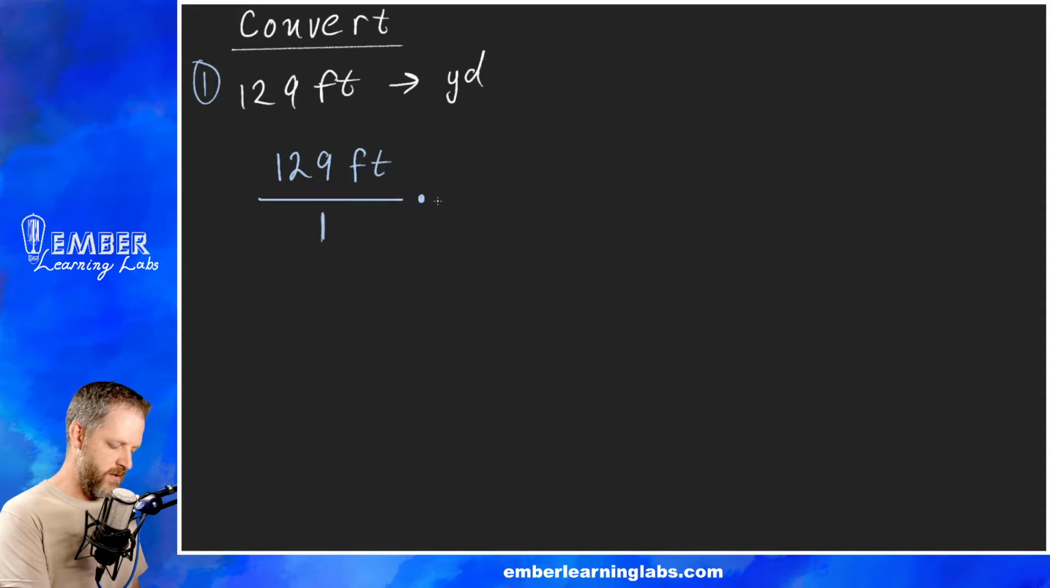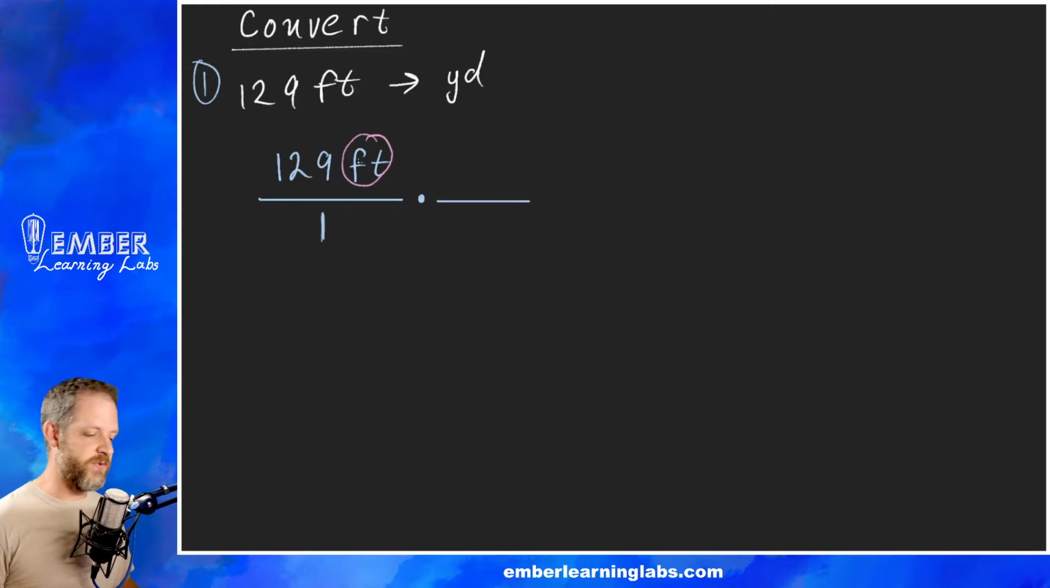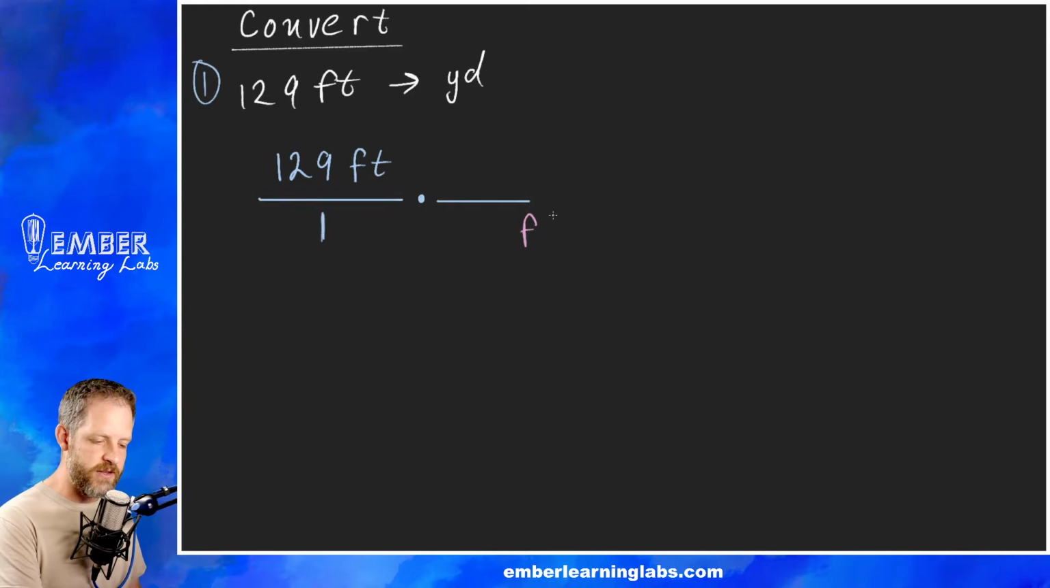Now, to do a conversion, we're going to add a times fraction bar. What we're trying to do is get rid of the feet. I know this seems like a lot, especially if you're really good at conversions already, but again, they get harder, and this works forever. So if we want to get rid of the feet, we've got to divide by feet on this other side, and we're going from feet to yards, so we're going to put the unit that we're going to on the top.